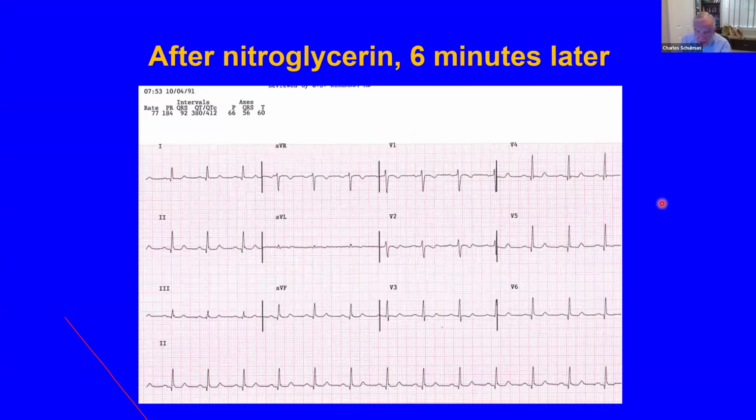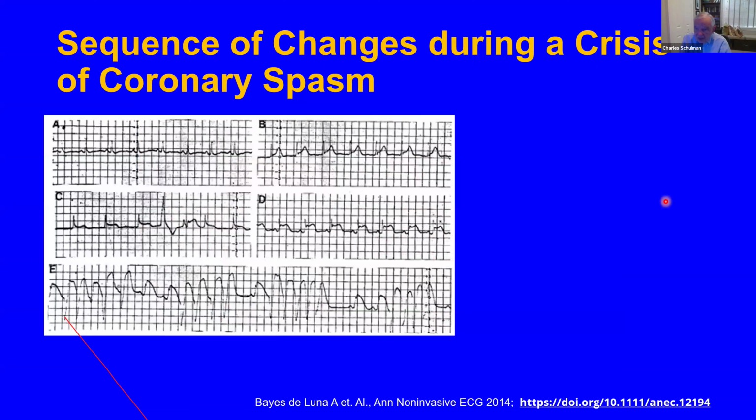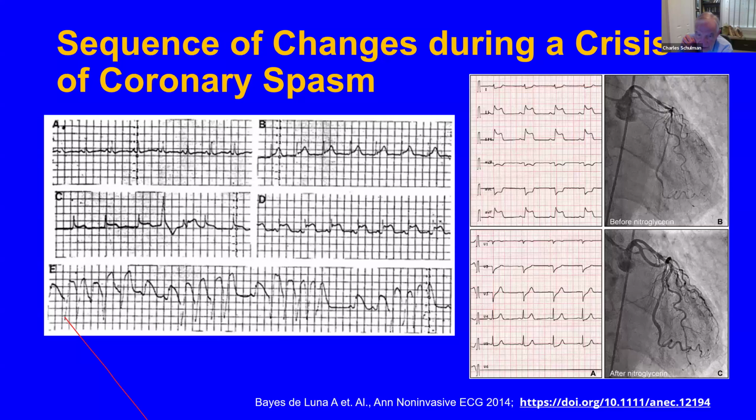And this is what happened. This is 6 minutes later. All the ST changes are gone. Okay, this is an example of coronary vasospasm, or what's called Prinzmetal angina, as described by Myron Prinzmetal, cardiologist in the United States. And here I'll show you here.